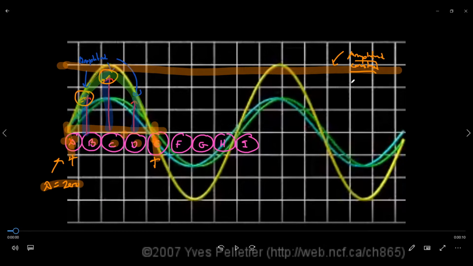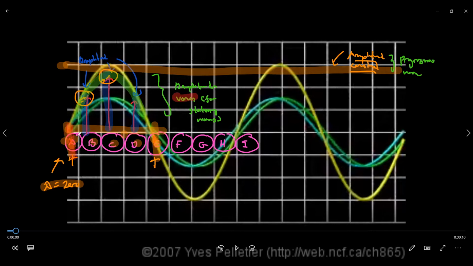Progressive wave, the amplitude was constant. That one was for progressive wave. But this one, amplitude varies. Let me write this properly for you. This one, amplitude varies for stationary waves. Right, so the amplitude varies. This one we understood. So far, so good.